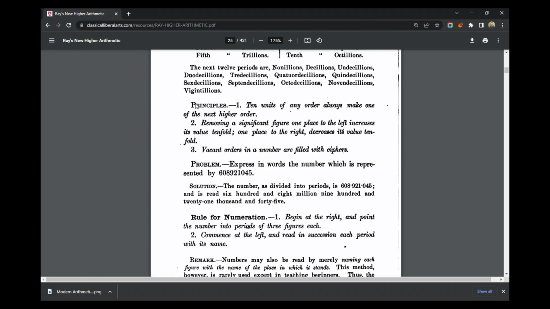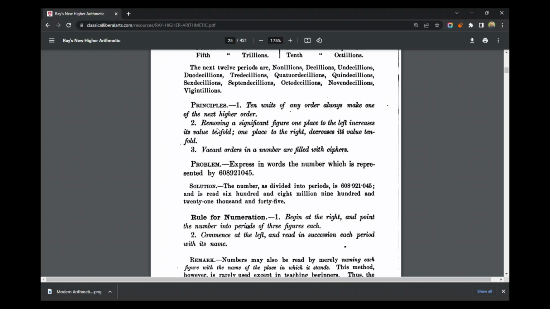So let's look down here to principles. And these principles sort of draw together all that we've learned and summarize it for us as principles, or first propositions, primary truths, as we learned in our first lesson. So let's look at these 3 principles. Principle number 1, 10 units of any order always makes 1 of the next higher order.